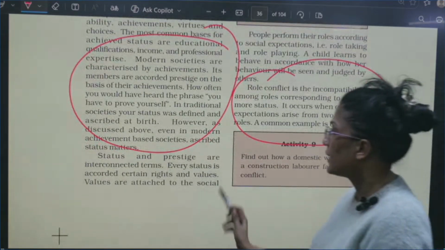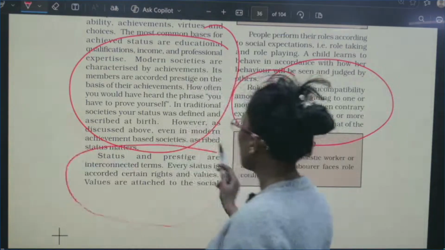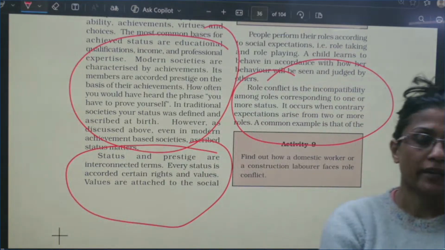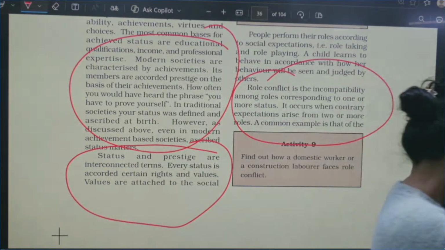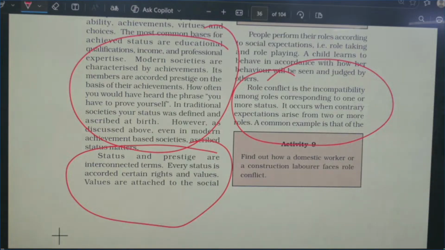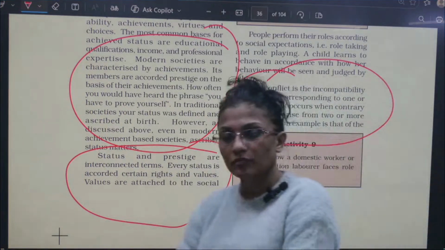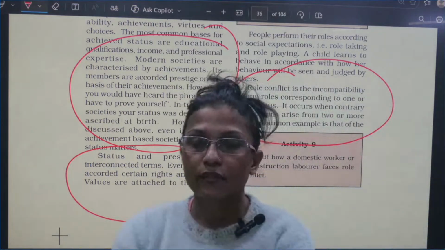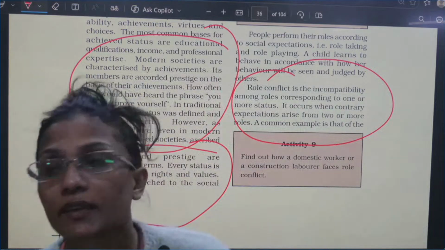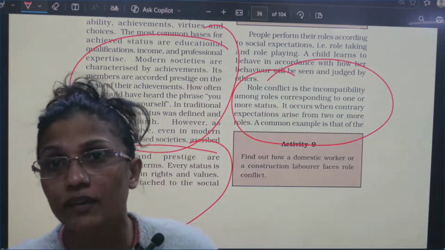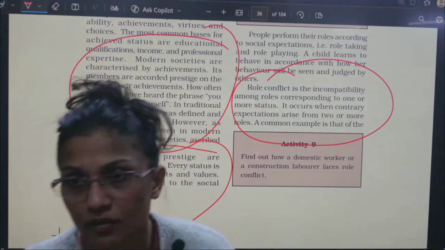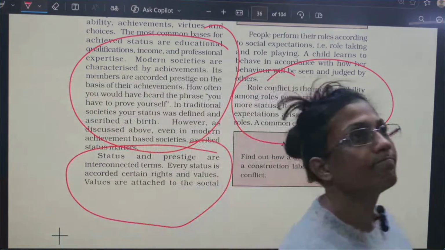So status, and do write down these all parts where I am highlighting. Make your notes properly. Status and prestige are interconnected terms. Okay? Every status is according to certain rights and values. If you are a criminal, then it is a not very cherished status. Okay?